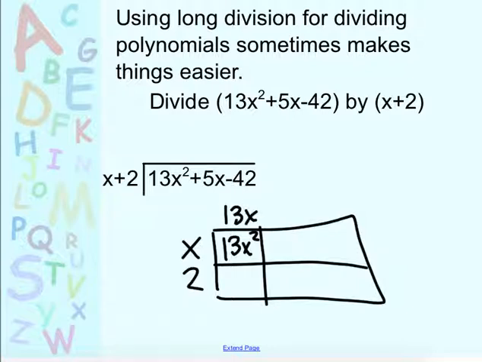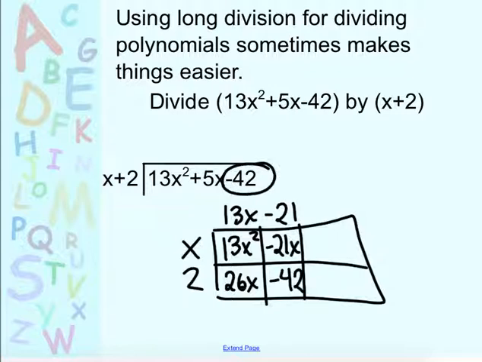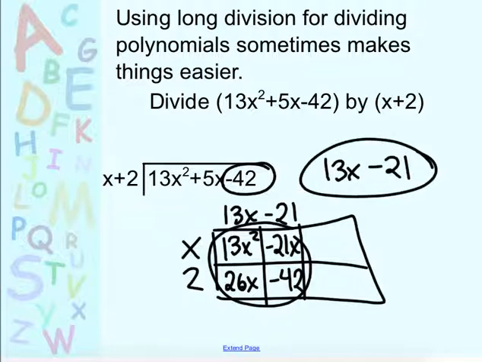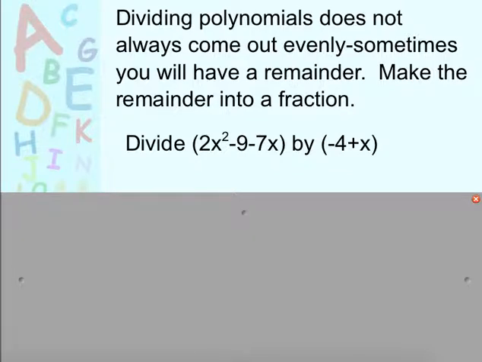So I do 13x times 2 is 26x. So in order to get to a 5x, I must have subtracted a 21x. So x times something gave me negative 21x, so that must have been a negative 21. Negative 21 times 2 is a negative 42, and that actually gave me what I needed here. Okay, this area here gives me my polynomial, so we would say when we divide, 13x minus 21 is my answer. Works out nicely for that one. Okay.